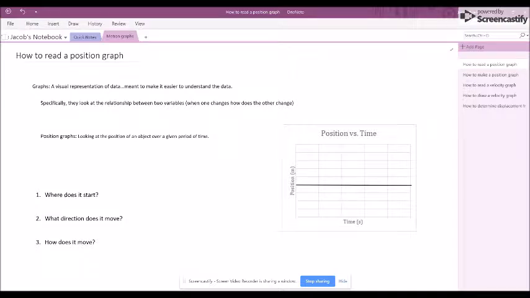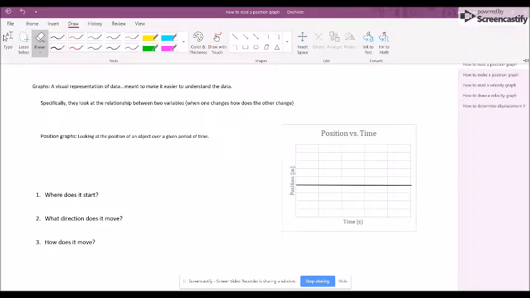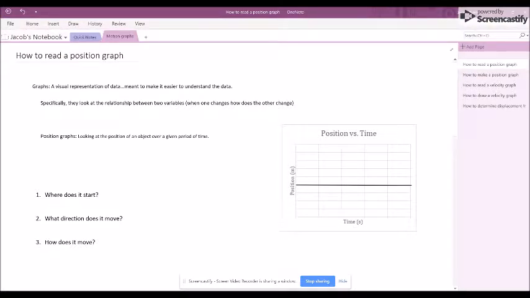Because it's looking at the relationship between two variables. Really what that means is if you change one, what happens to the other one, right? And so on a position graph, it's looking at how your y variable, the position, changed over your x variable, your independent and dependent variables, obviously, how your position changes with time.